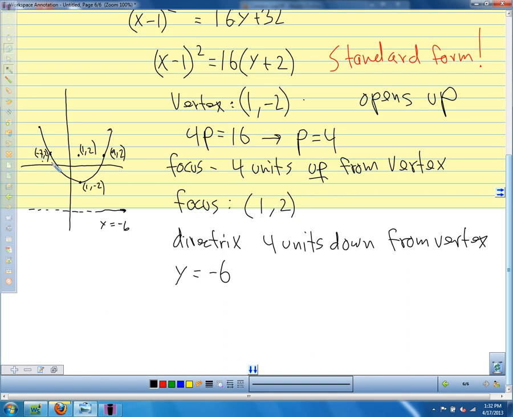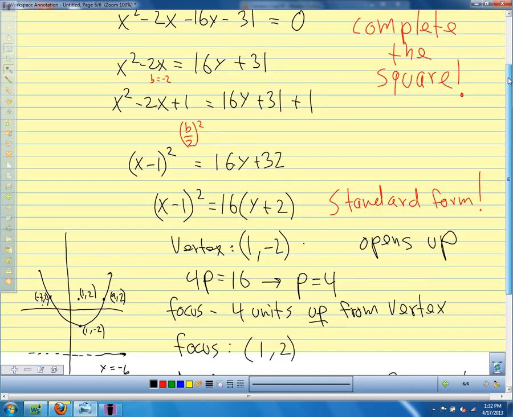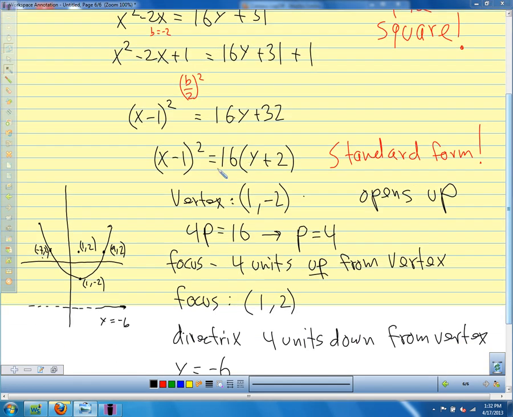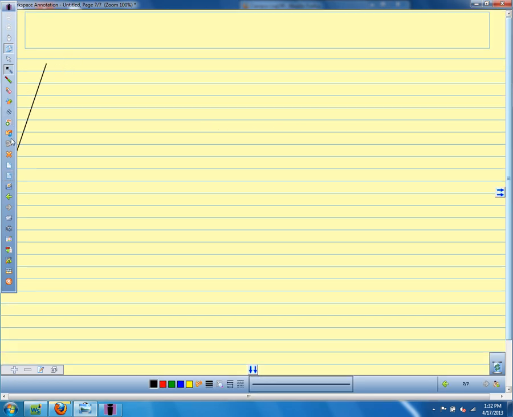Questions on that example? So when the problem gives you this equation and it wants the focus, the directrix and the vertex, that's telling you complete the square. Once we complete the square, we can write our equation in standard form. All right, so let's look at another example. Another kind of problem that you'll have to solve with parabolas.